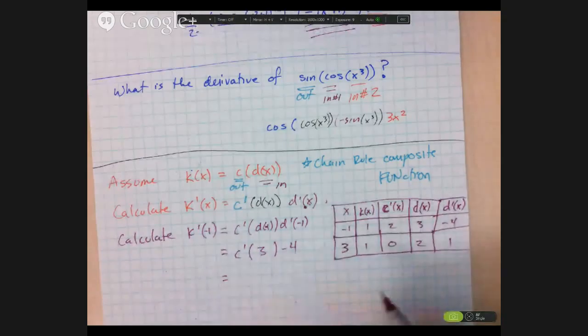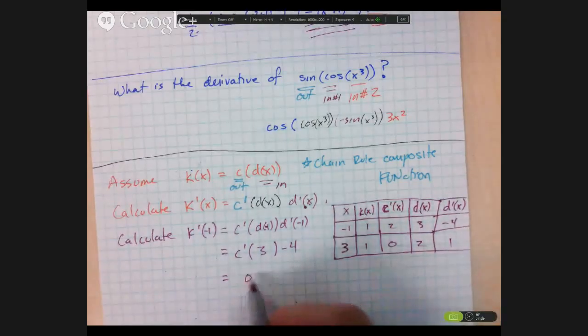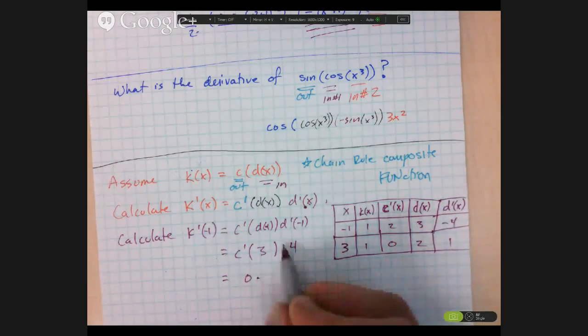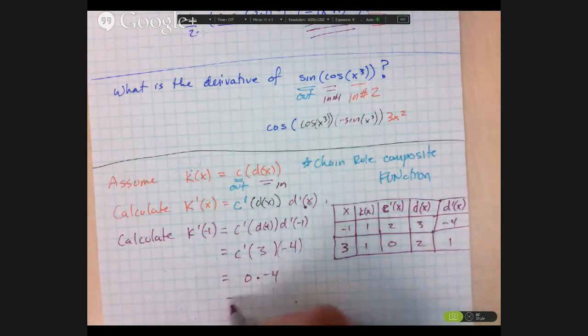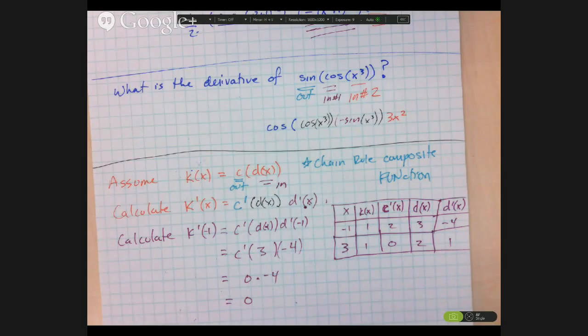What's C prime at 3? 0 times -4 is 0. So that's using composite functions and the chain rule when it's more abstract. Think you can handle those? Yeah, you're given the table of values.